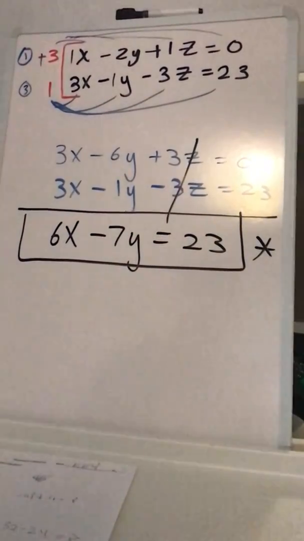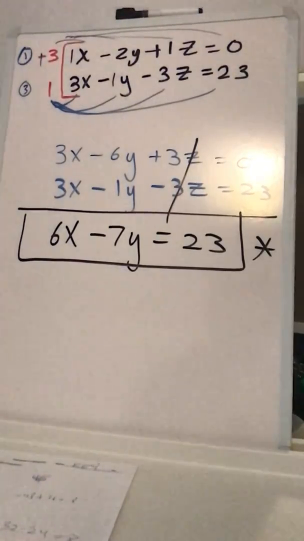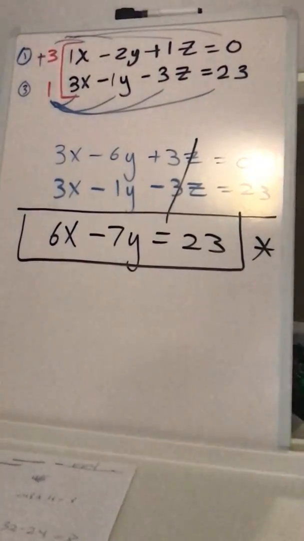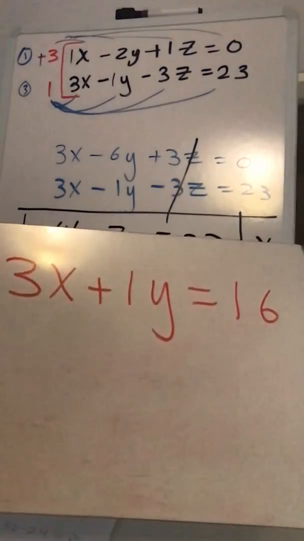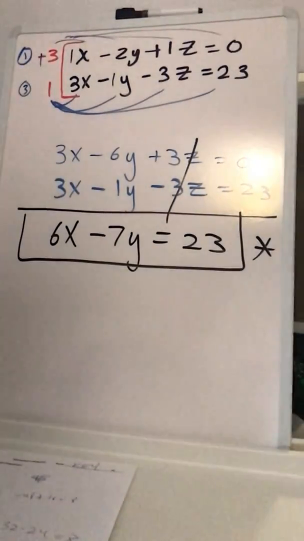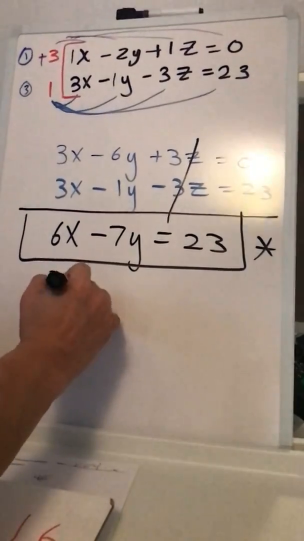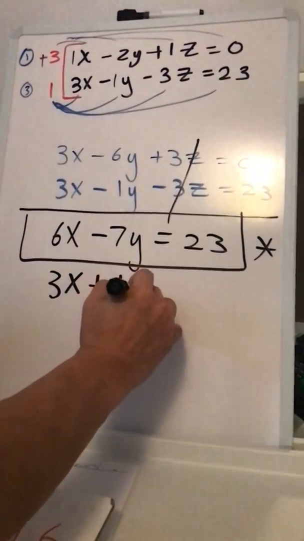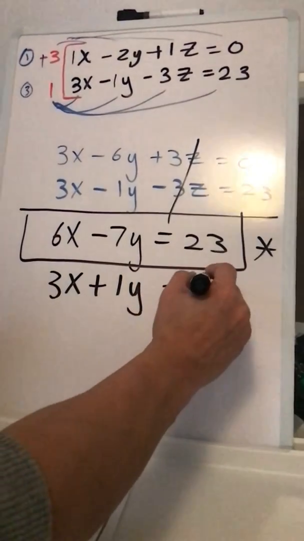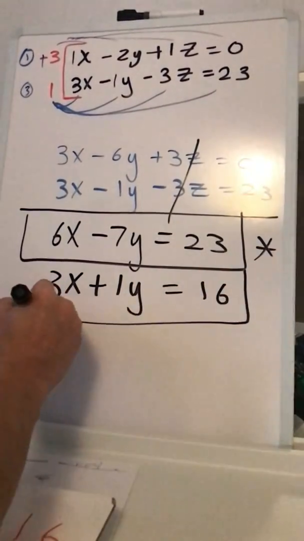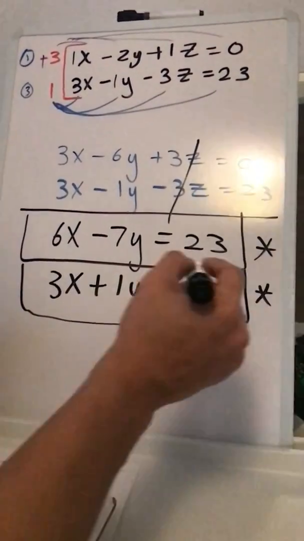Then I'm going to get my other equation that I saved. Remember this one? I'm just going to put it right underneath: 3x plus 1y equals 16. And then you have both your star equations.